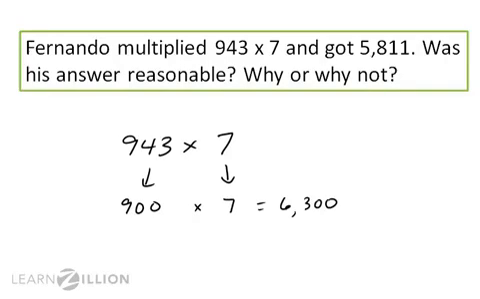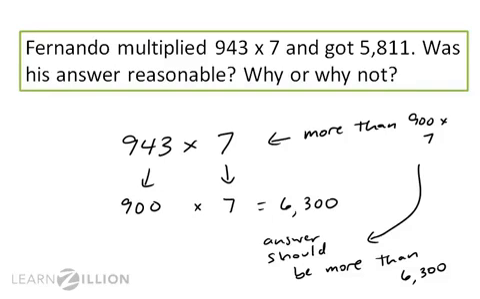Was Fernando's answer reasonable? Again, at first it looks like it might be. Fernando gave a product of 5,811 when our estimate was 6,300. These are both relatively close to 6,000, so Fernando's answer is in the right ballpark. It's not way off. Let's look closer to see if it really was reasonable. 943 is bigger than 900. So the real answer to this problem should be bigger than 6,300, because 900 times 7 is 6,300. 943 times 7 should be bigger than that.